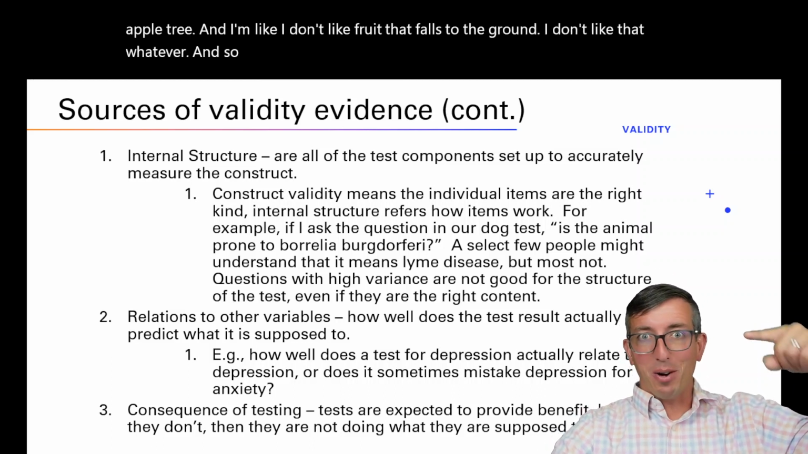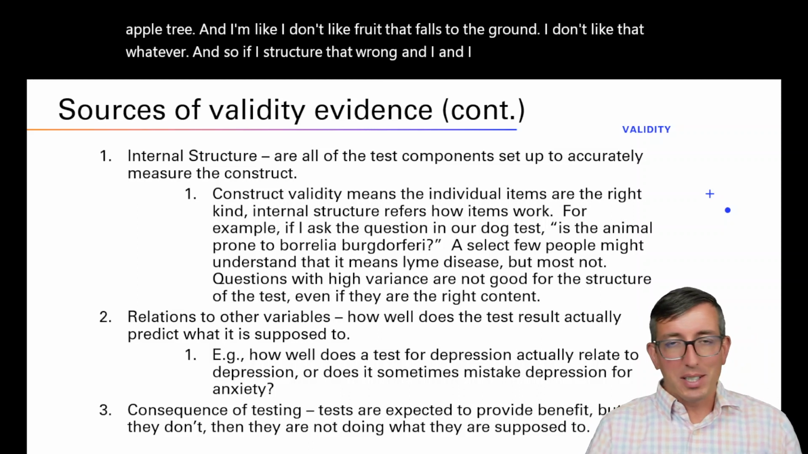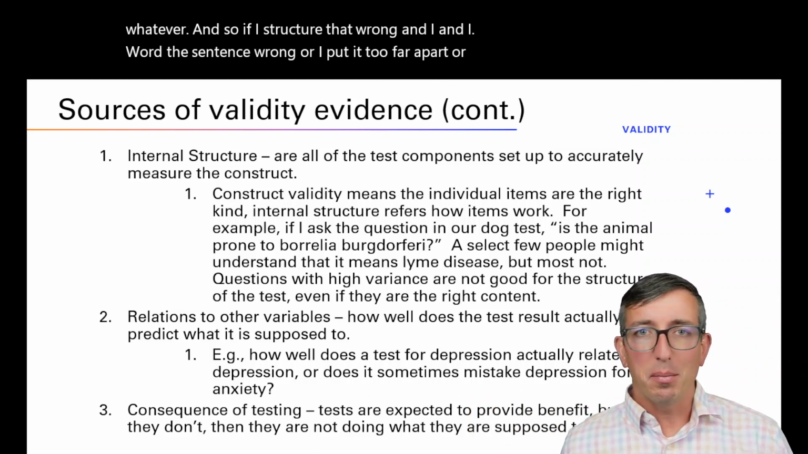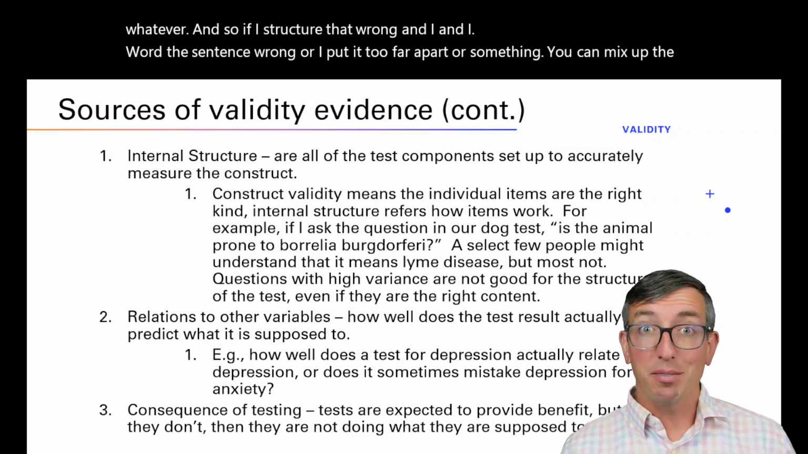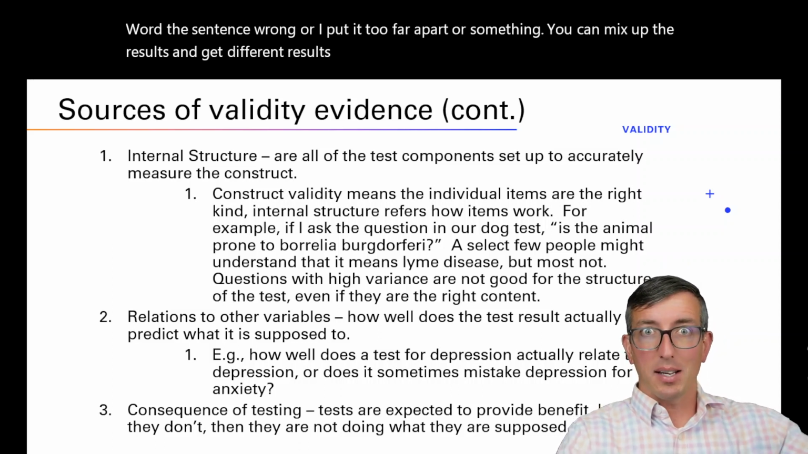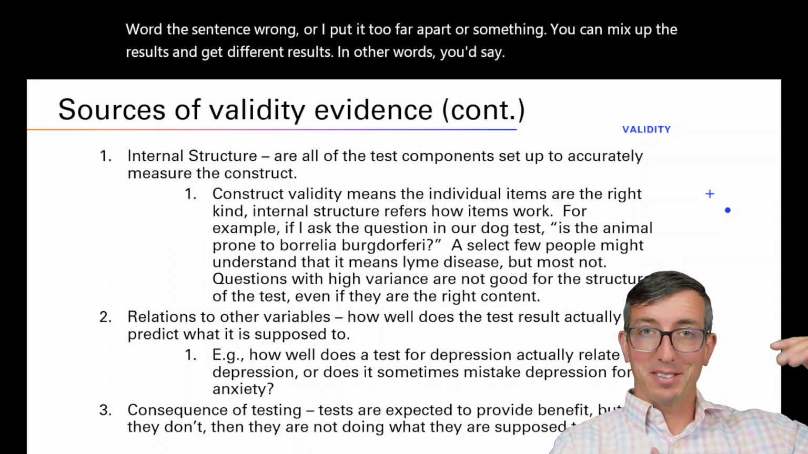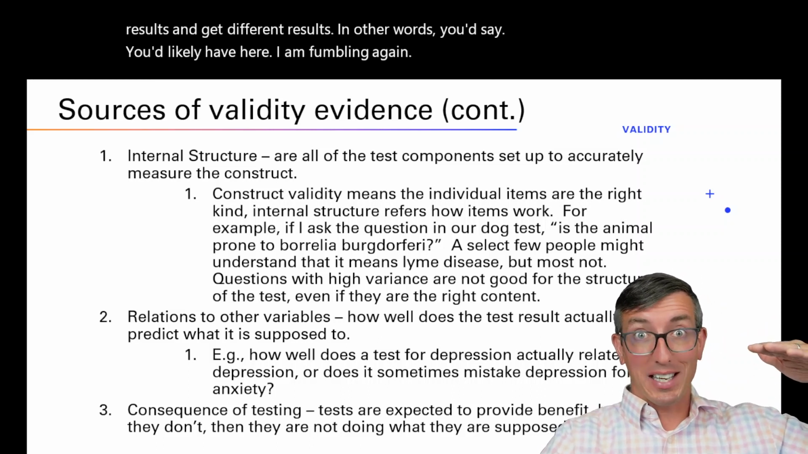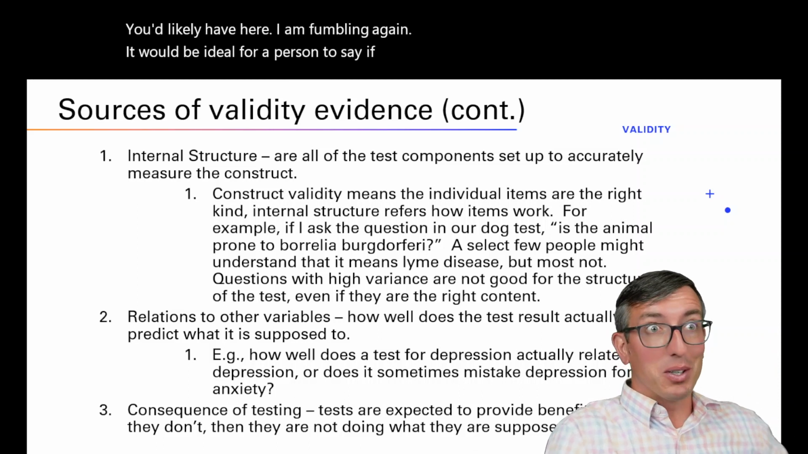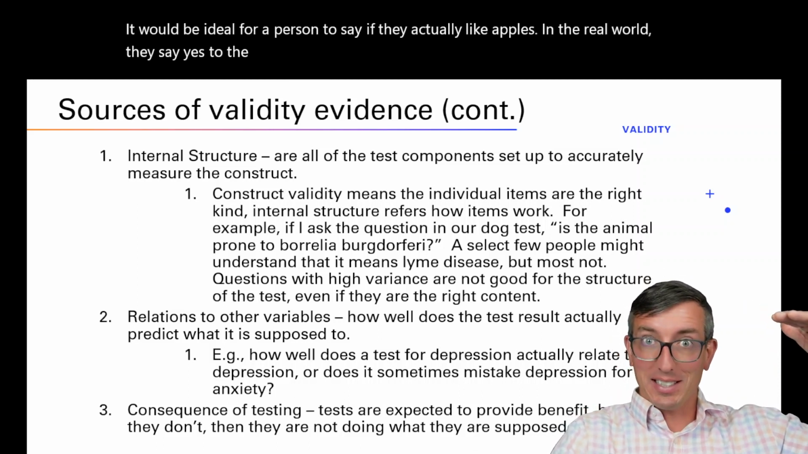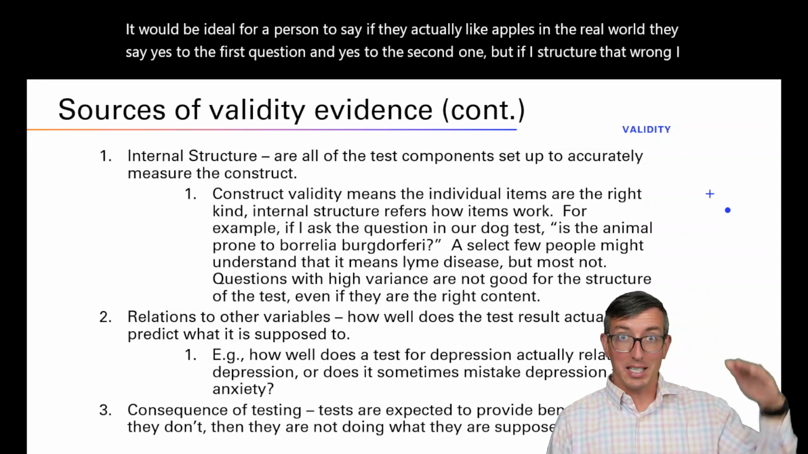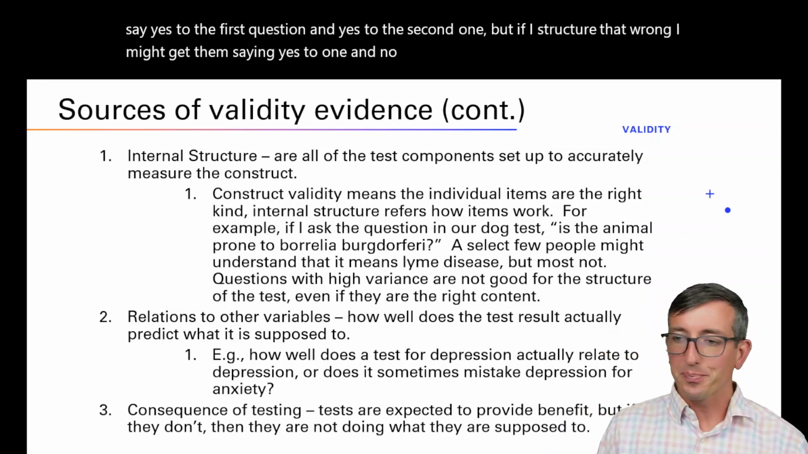And so if I structure that wrong and I word the sentence wrong, or I put it too far apart or something, you can mix up the results and get different results. It would be ideal for a person who actually likes apples in the real world to say yes to the first question and yes to the second one. But if I structure that wrong, I might get them saying yes to one and no to the other. That's the idea.